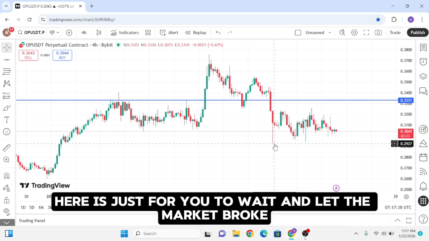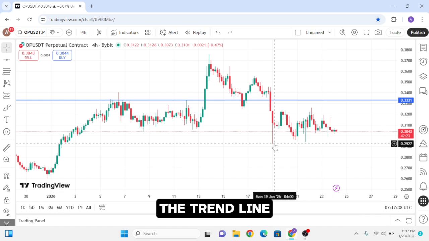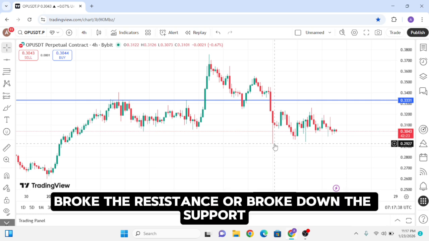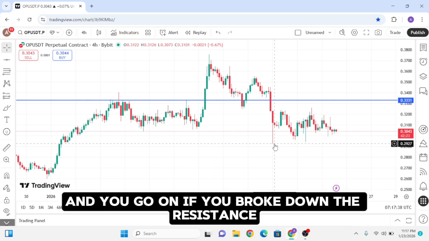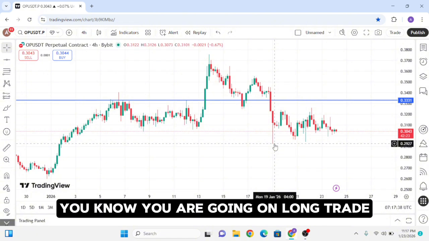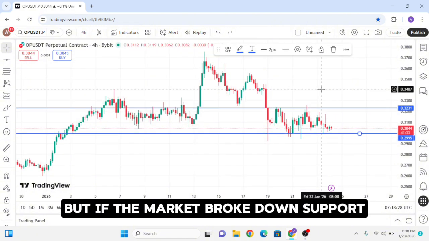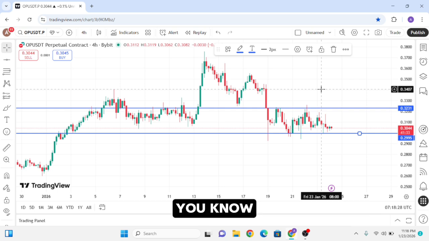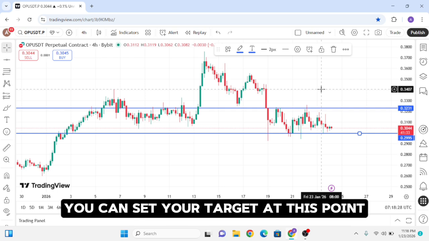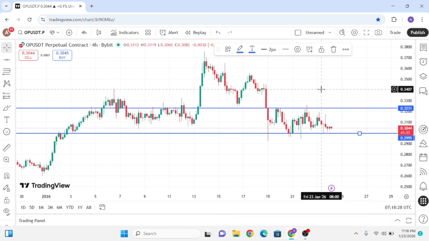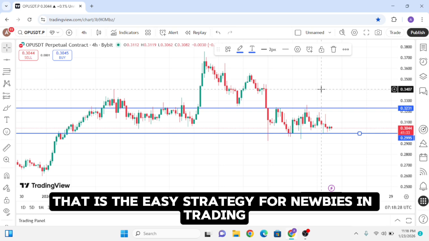What you can do here is just wait and let the market break the resistance or break down the support, and you go on. If it breaks the resistance, you know you are going on a long trade, so you set your target at this point. But if the market breaks down the support, you know you are going to short the trade, you can set your target at this point. So that is the easy strategy for newbies in trading.